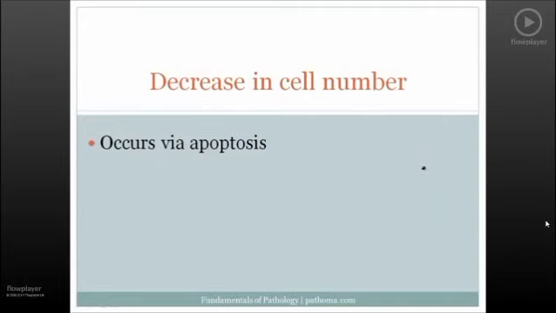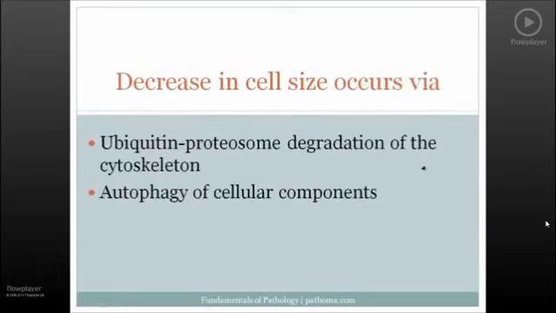Well, remember that atrophy is going to occur in 2 ways. The first would be to decrease the number of cells. And a decrease in number of cells is going to occur via apoptosis. Apoptosis is a mechanism of cellular death that we'll discuss in more detail later on in this chapter, but it's very important to know that a decrease in cell number will actually occur via apoptosis. A decrease in cell size is going to occur by 2 primary mechanisms.